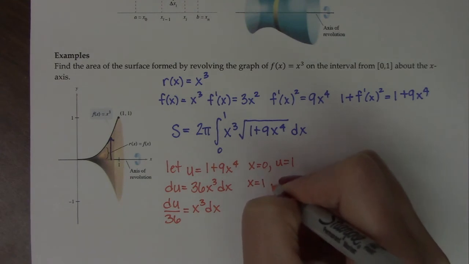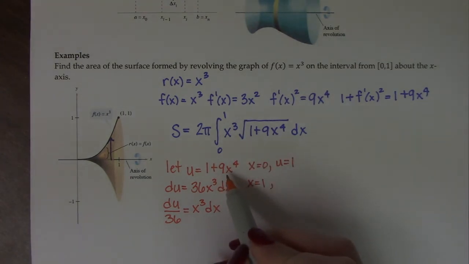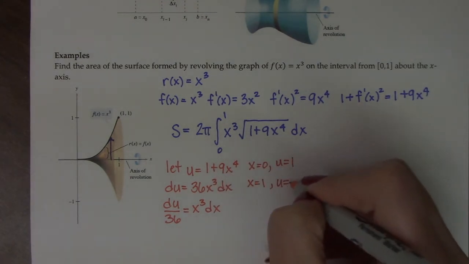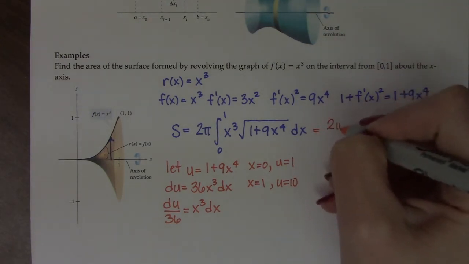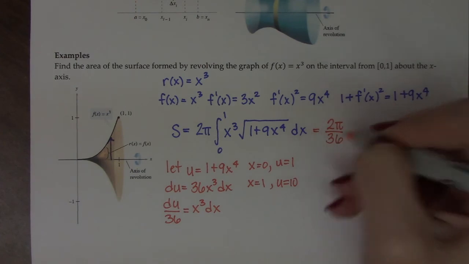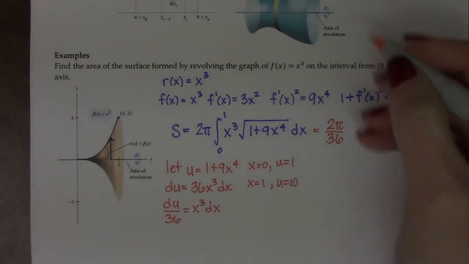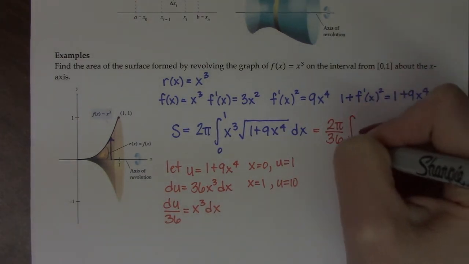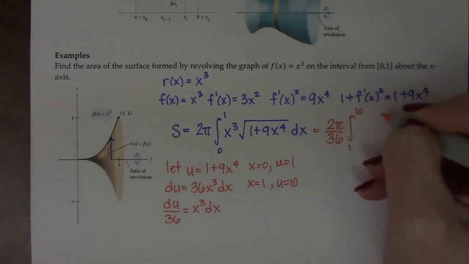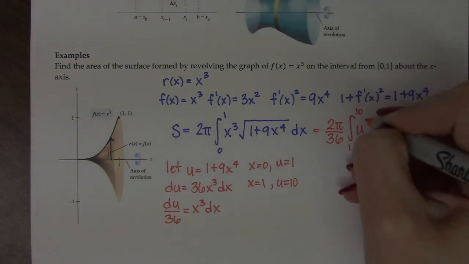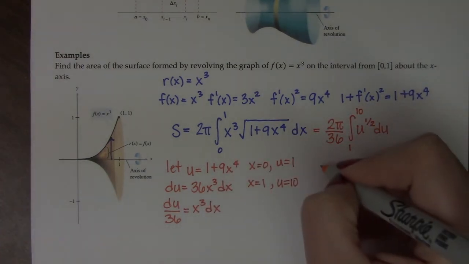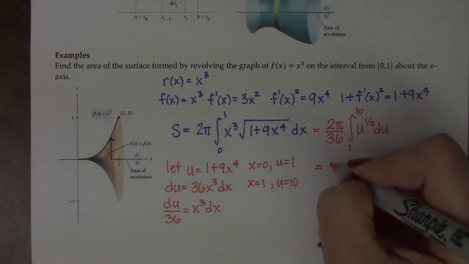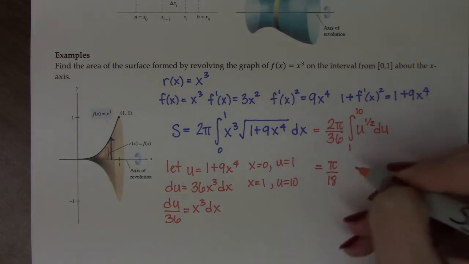And when x is 1, we'll get 9 times 1, which is 9, plus 1 is 10. So my new integral is going to be 2 pi over 36, because I'm just pulling this 36 out front, times the integral from 1 to 10 of u to the 1/2 du. So this is a really easy thing to integrate. 2 over 36 simplifies into pi over 18.